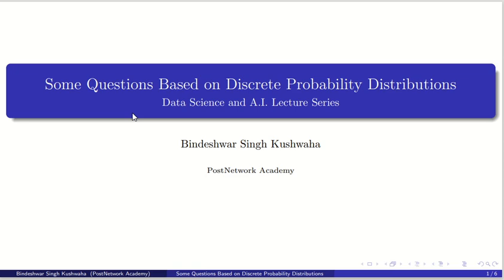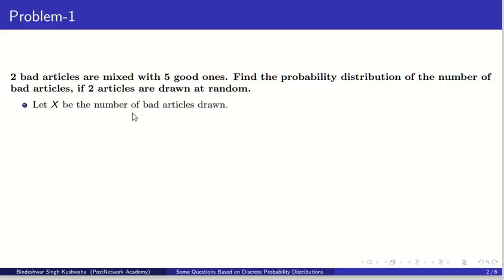So now let's get started. The first problem is that two bad articles are mixed with five good ones, and we need to find the probability distribution of the number of bad articles if two articles are drawn at random. Let X be the number of bad articles drawn. What would be the possible values? There would be 0, 1 and 2 bad articles.